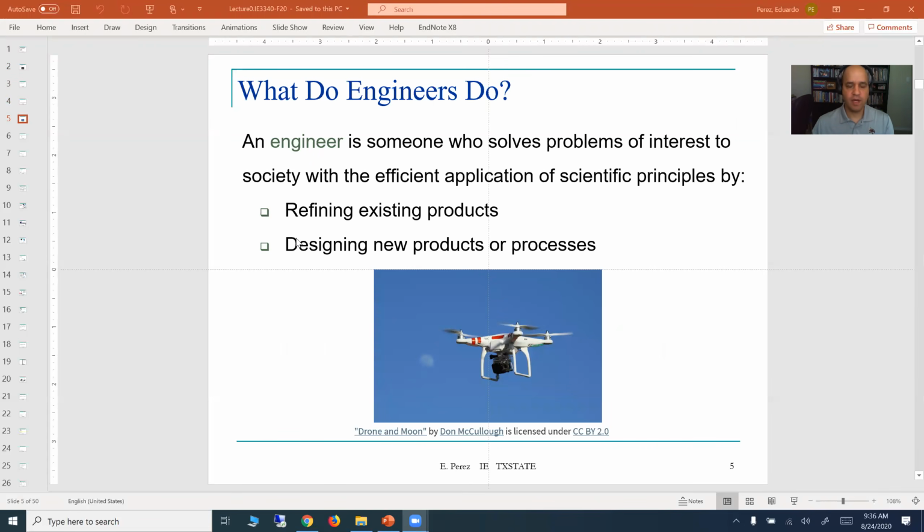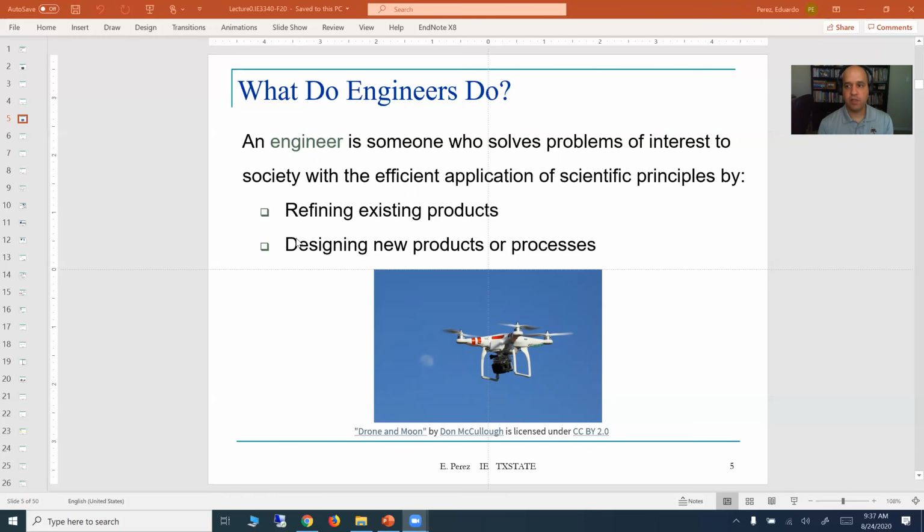So I always start with this question: what do engineers do? If you don't have an answer for that question, then I'm going to be presenting one for you this morning. An engineer is someone who solves problems of interest to society with the efficient application of scientific principles, by either refining existing products or designing new products or processes.